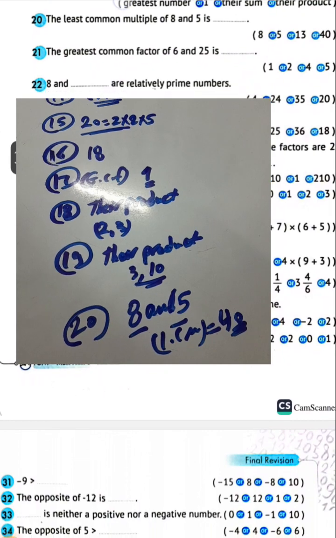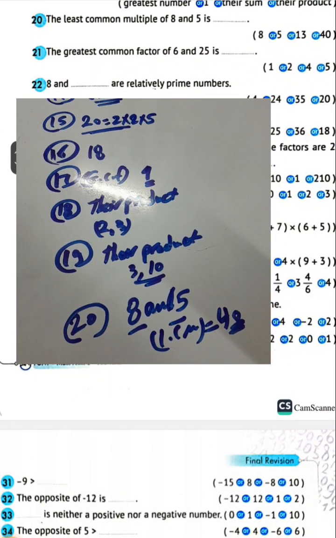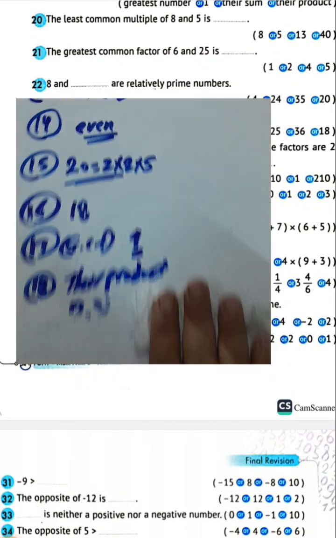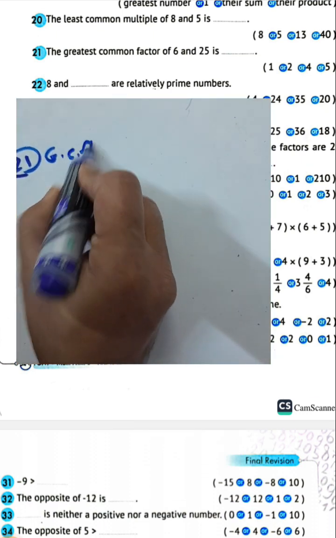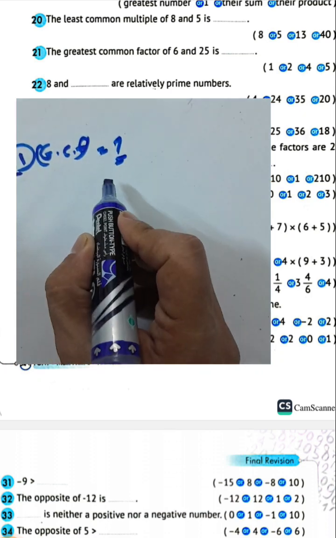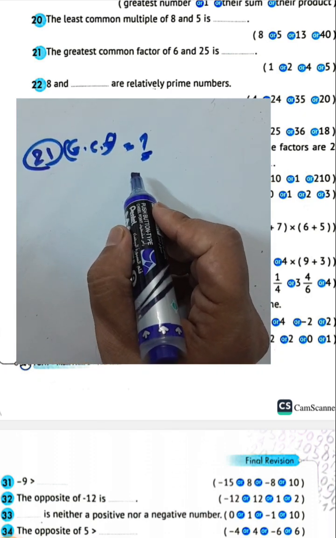Question 21, the greatest common factor of 6 and 25. 6 and 25 we call relatively prime numbers because the highest common factor between the two numbers equals 1. Okay, question 21, the greatest common factor between the two numbers will be 1. 6 and 25 can't be divided by any number except 1.